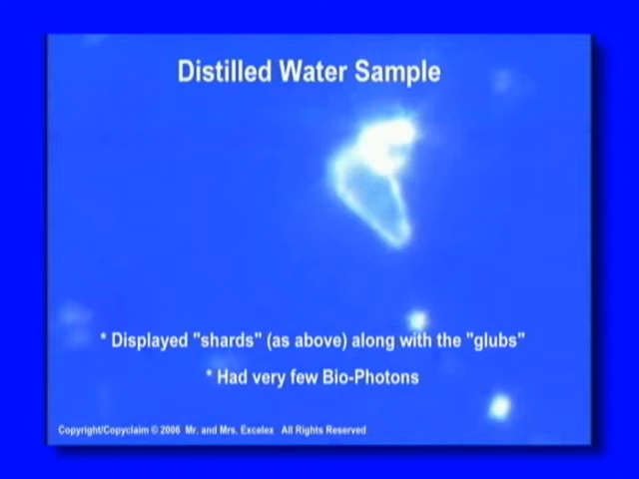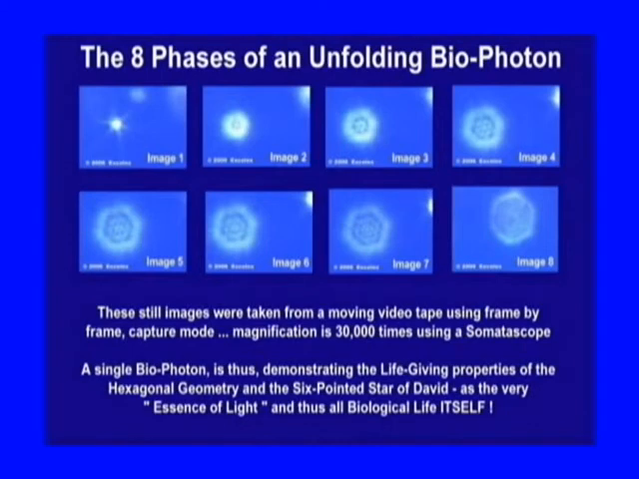When distilled and reverse osmosis water was put through the hexagon 999 unit, these shards and crystallized globs were broken down or eliminated, and there was a substantial increase in biophotons. A final look at the 8 phases of an unfolding biophoton. These images were recorded on videotape under a somatoscope magnification at 30,000 times. The somatoscope was provided courtesy of CRB Incorporated. The still images were taken from the moving videotape in frame-by-frame capture mode.